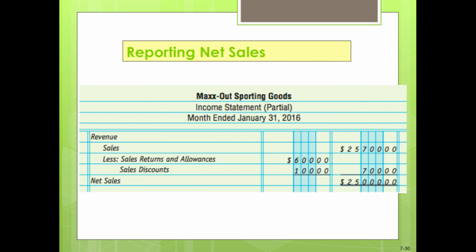At the end of each accounting period, the balance of the sales returns and allowances account and the sales discount account is subtracted from the balance of the sales account in the revenue section of the income statement. So the resulting figure is the net sales for the month ended January 31st, 2016. For example, the sales returns and allowances account contains a balance of $600 at the end of January, and the sales discount account's balance is $100. The sales account has a balance of $25,700 at the end of January, and the revenue section of the firm's income statement is presented here. And notice how the $25,000 of net sales is derived. Pretty self-explanatory.